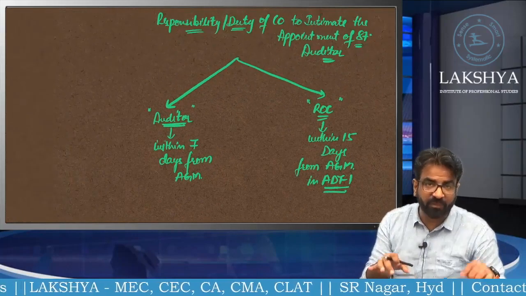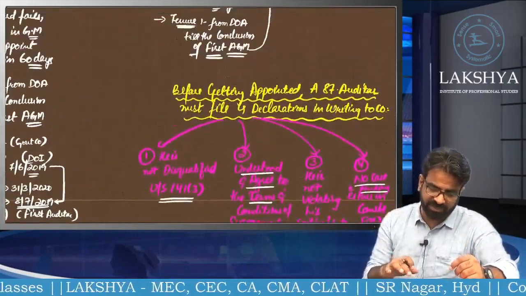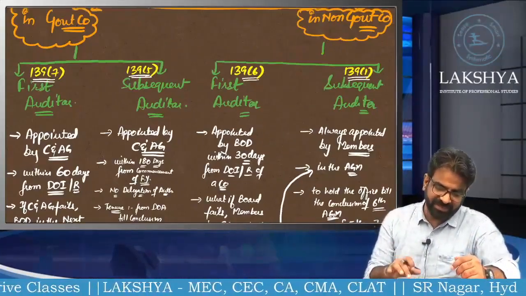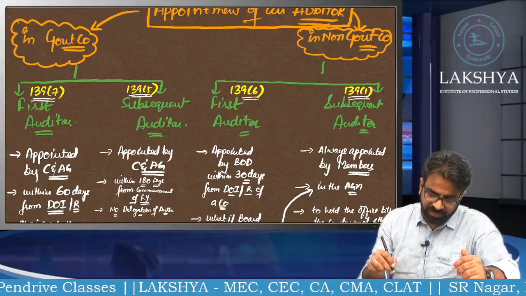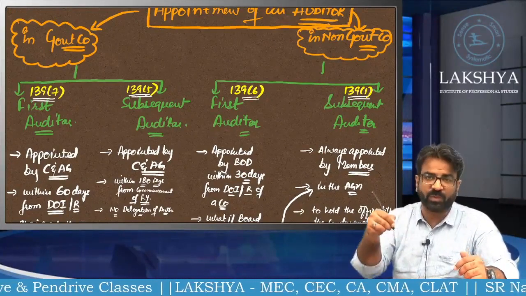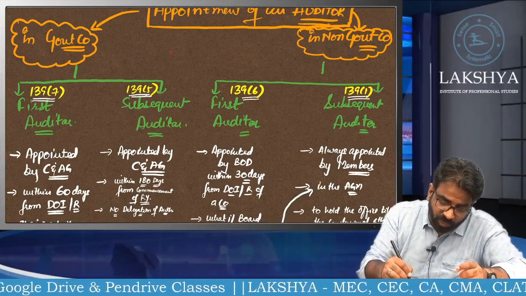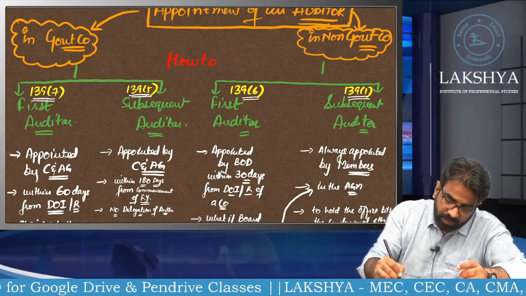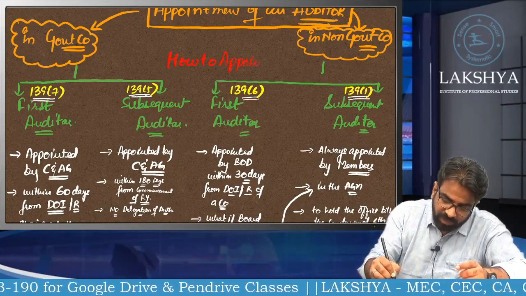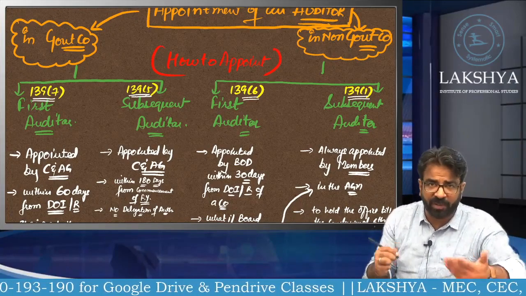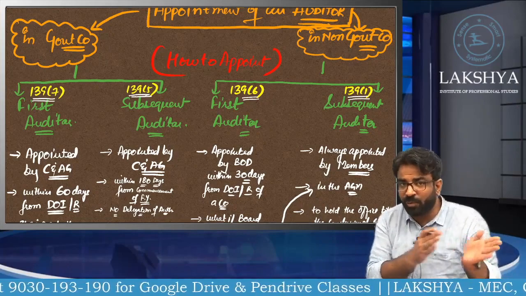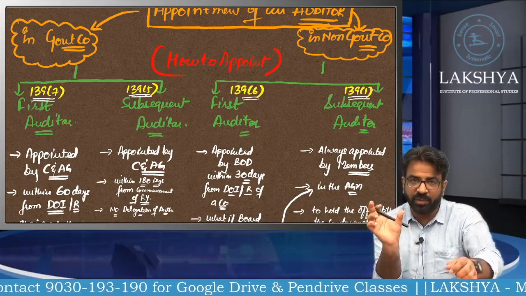Now, let me give you an idea of how to remember this whole section. Now, tell me, what is this? This is what we have learned, known as what? It is known as appointment of an auditor. It means how to appoint an auditor. This is what we learned, how to appoint an auditor. It means, can I say that this is called the appointment process? Yes. So can I call it the during appointment phase? This is the during appointment phase.